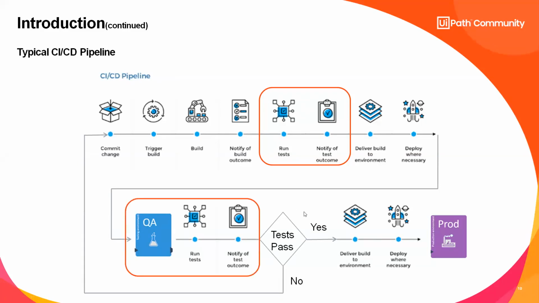And then if all the unit tests and the regression tests are passed by the QA team, then only it will proceed on to the next level of environments. That is nothing but production. So even in production, we should be able to run some sanity checks on the production environment.